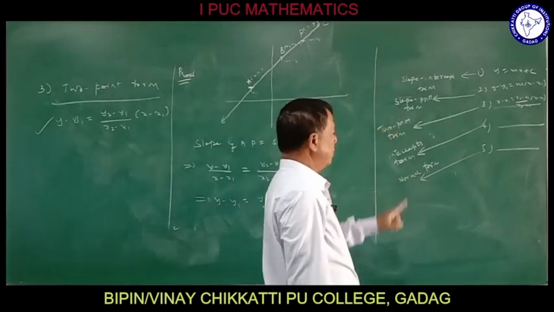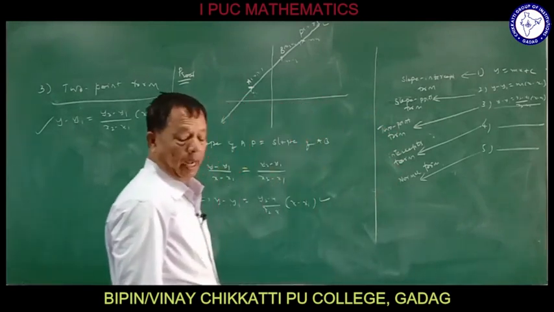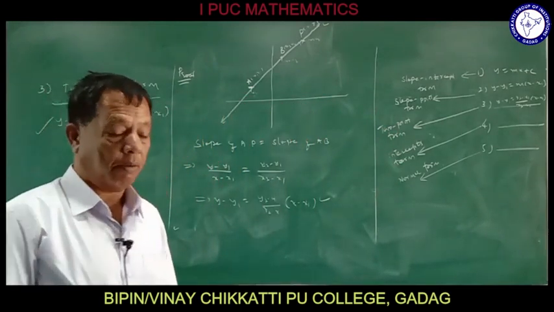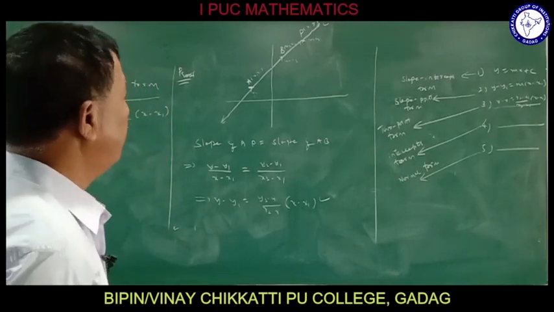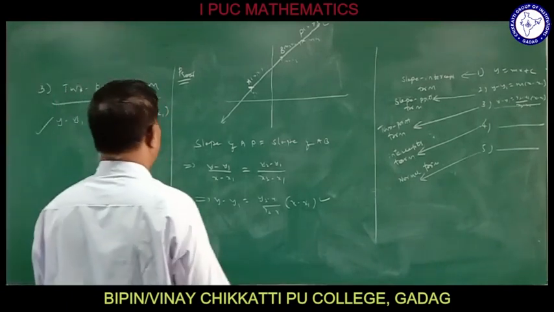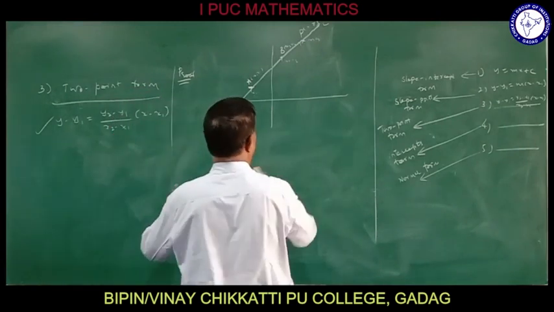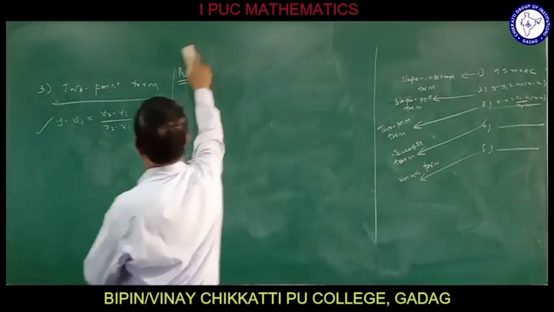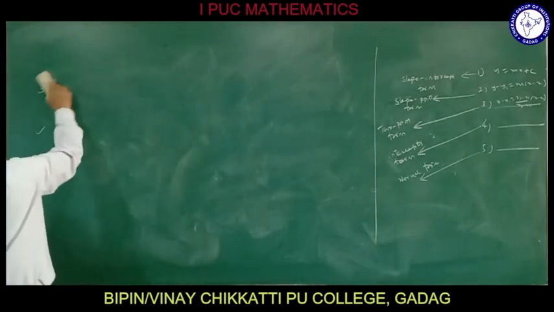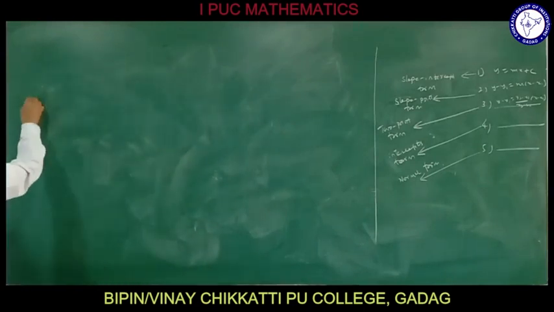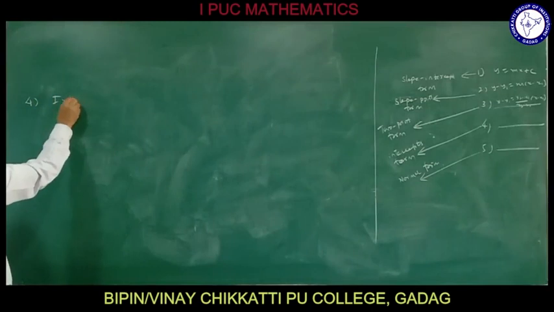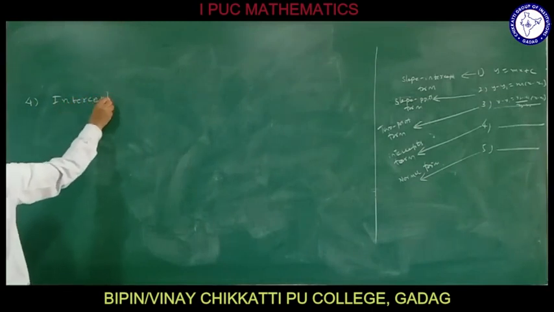Now I have to discuss the intercept form. And if I complete all 5 forms, then afterwards we go for the general form. Now I am going to discuss the 4th one, the intercept form. How to find out that form? Number 4, intercepts form.